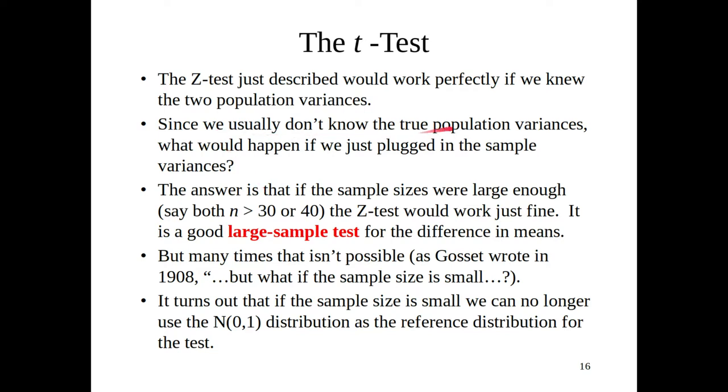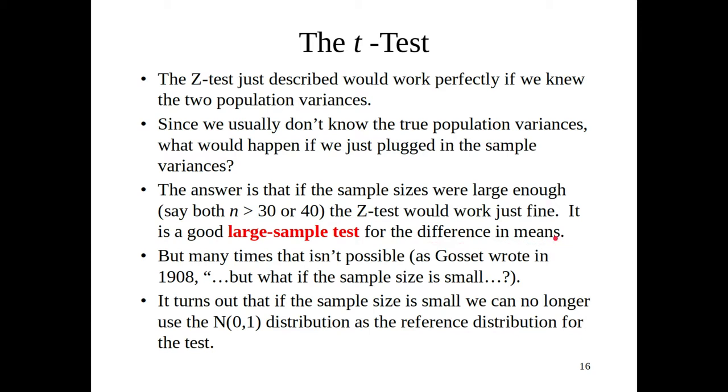Since we usually don't know the true population variances, what would happen if we just plugged in the sample variances instead of population variances? The answer to that question is, if your sample sizes were large enough, say more than 30 or 40, then the z-test would still work just fine. It is a good large sample test for the differences in means.